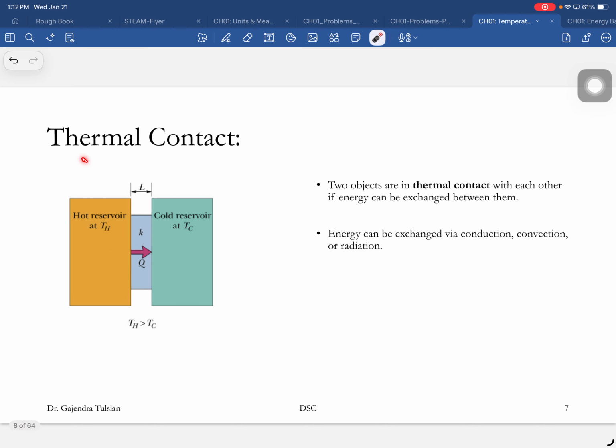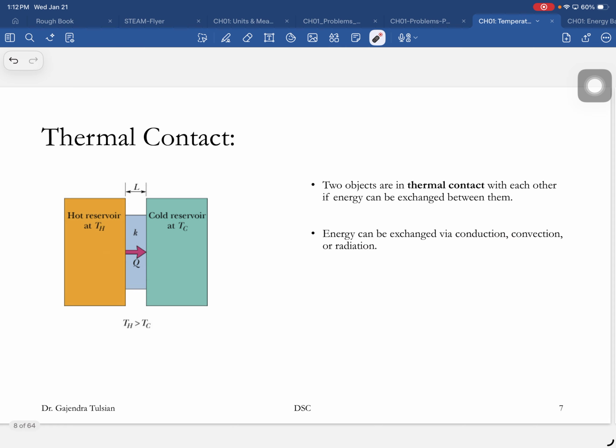So thermal contact, you know what thermal contact means now? When are two objects in thermal contact? When they can exchange heat. What are the three mechanisms for exchanging heat? Right. So you can exchange heat by any mechanism. If you can exchange heat, then you're in thermal contact. And of course, the strength of the thermal contact can vary for the same two objects. So you can exchange heat via these three mechanisms.